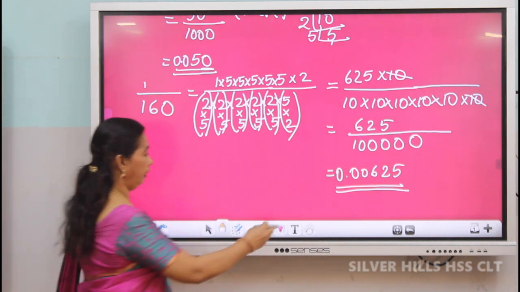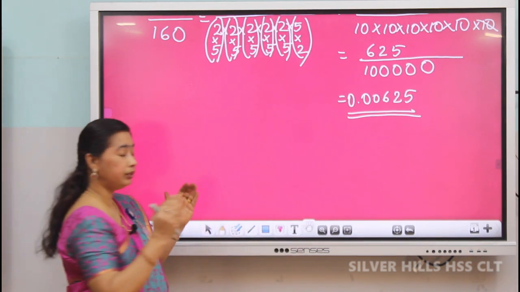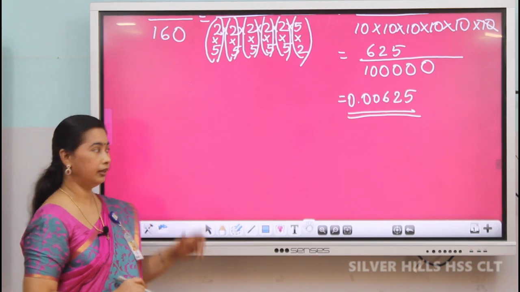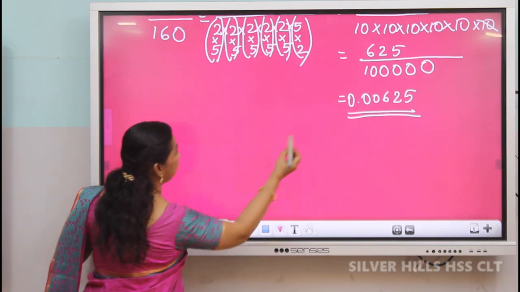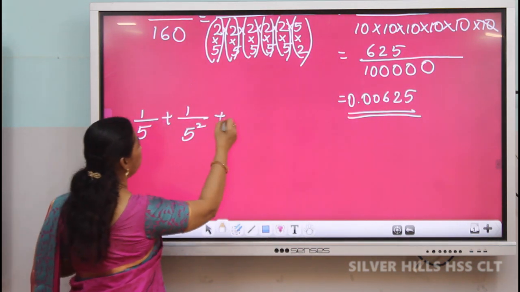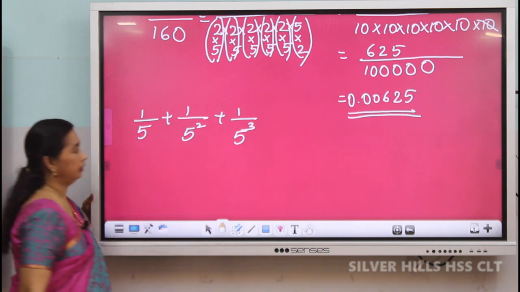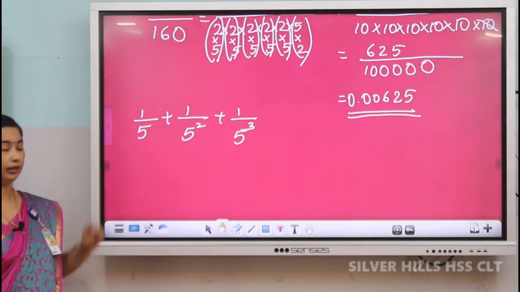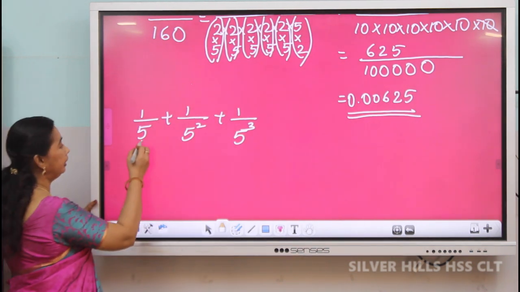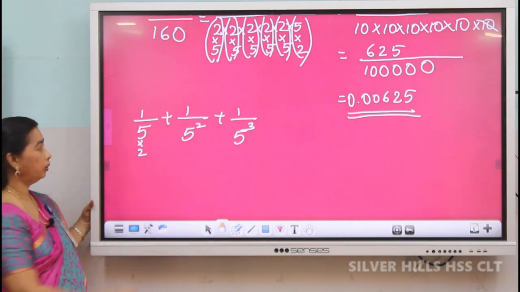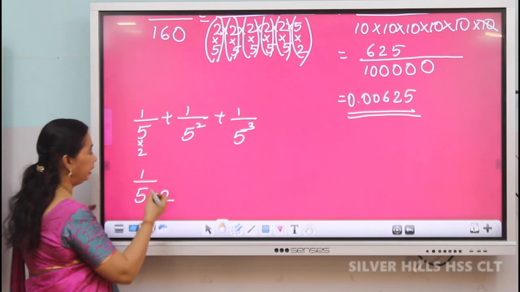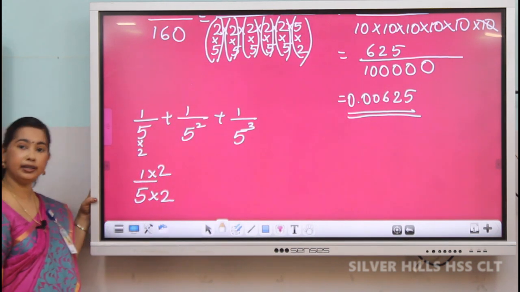0.00625. Now, if fractions are coming in addition, how will you deal with this? We will just see one small example. That is, let it be 1 by 5 plus 1 by 5 square plus 1 by 5 cube. So, in the first one, the denominator is 5. We can convert into 10 by multiplying here by 2. So, I can write the first one as 1 by 5, the denominator I can multiply by 2, the same thing I can multiply in the numerator.